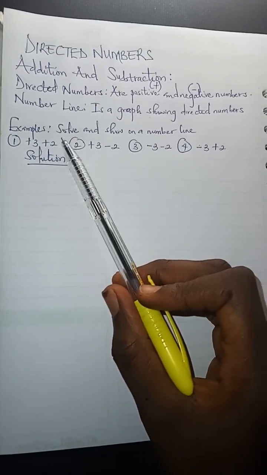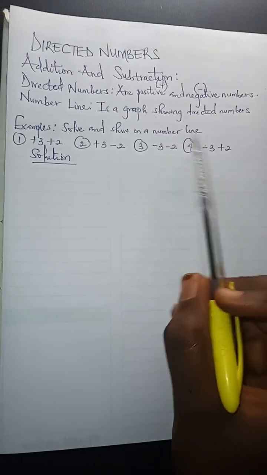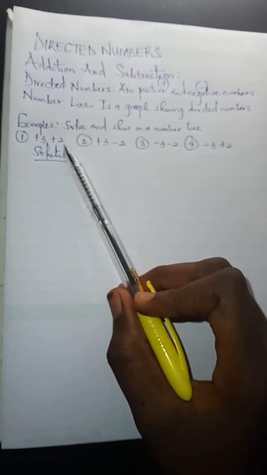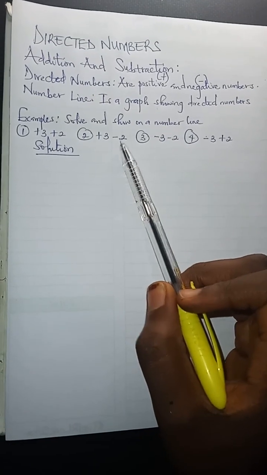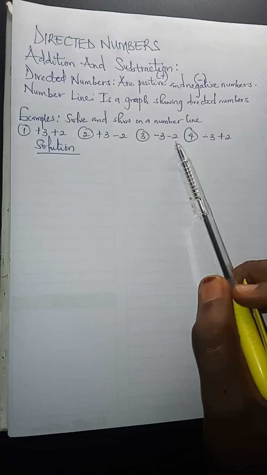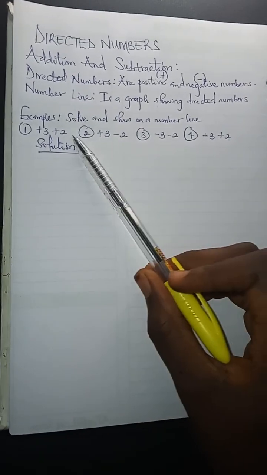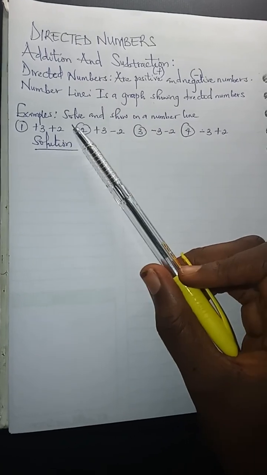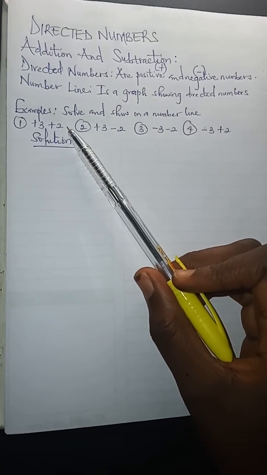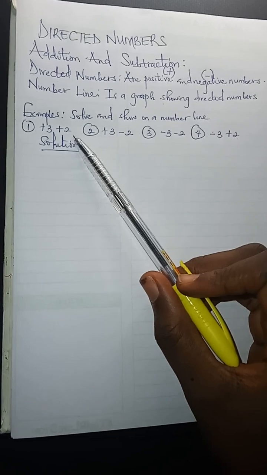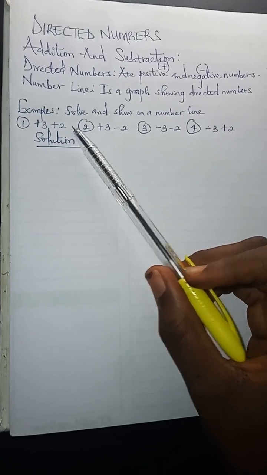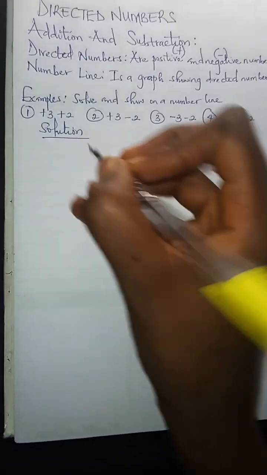The first example says we should solve and show on a number line plus 3 plus 2. The second question is plus 3 minus 2. The third question is minus 3 minus 2. And the fourth question is minus 3 plus 2. So let's solve this on a number line. And also I'm going to explain in a layman's language how to solve directed numbers. Let's start with the first example, viewers.